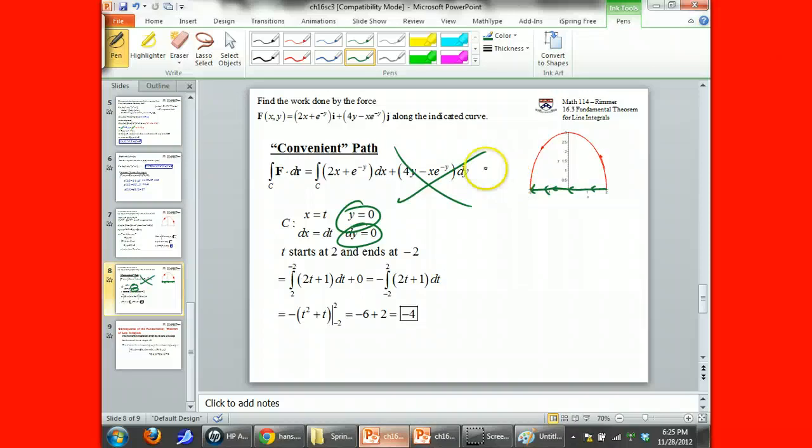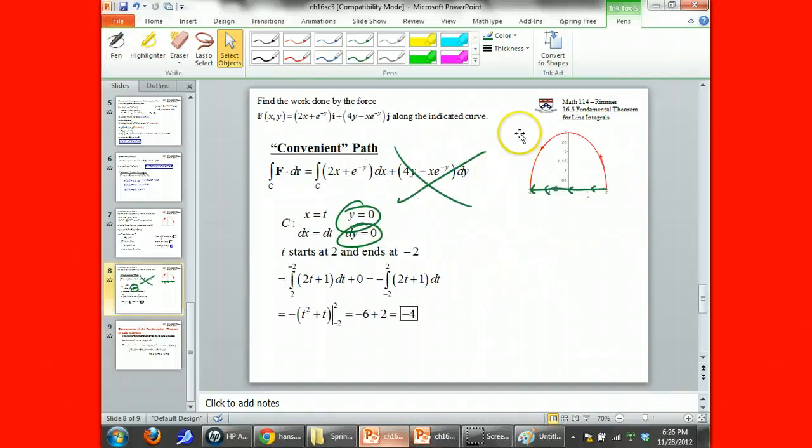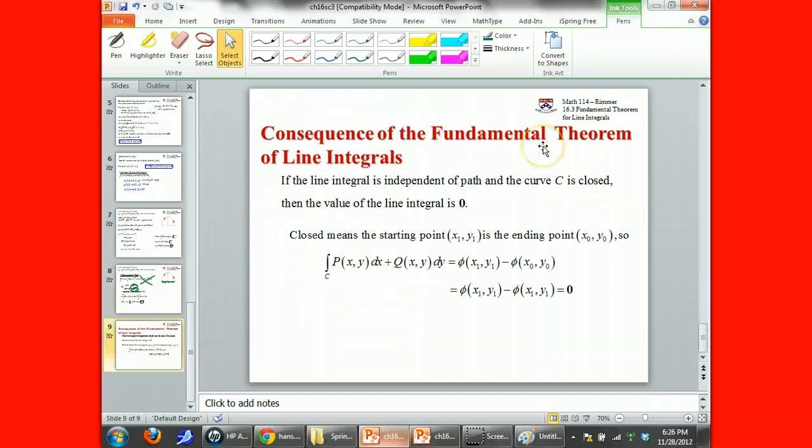And then we ended last class with this notion of, okay, what if you are independent of path, but you're closed at the same time? Then the fundamental theorem of line integrals says to do phi of the ending point minus phi of the starting point, but the ending point and the starting point are the same. It's just going to zero out. I'm going to put this all together in a nice flow chart in a second.